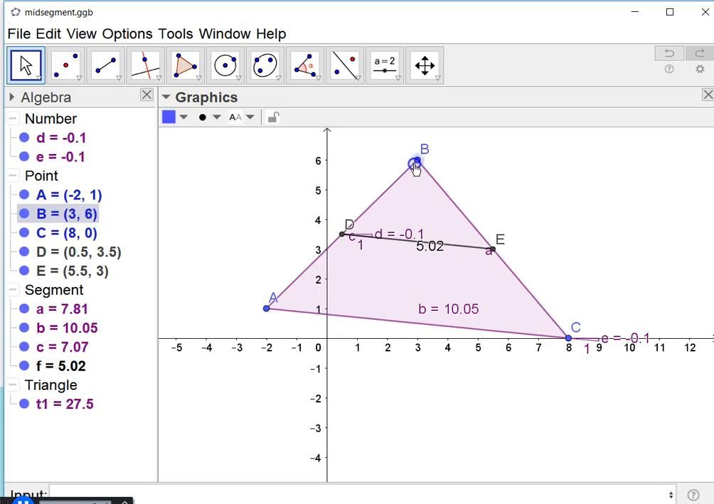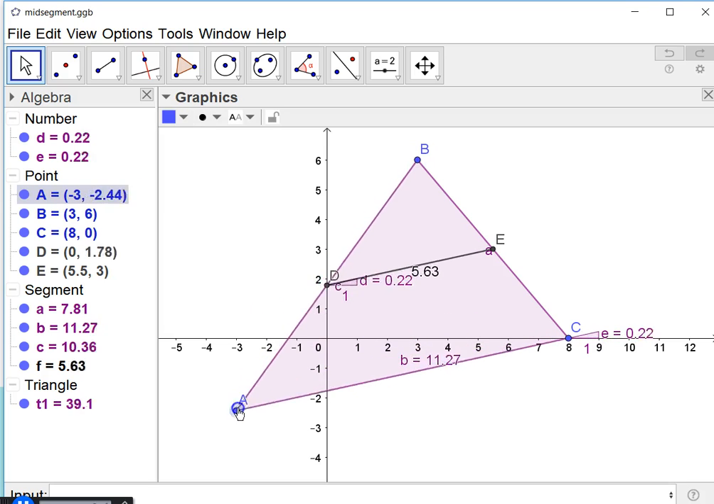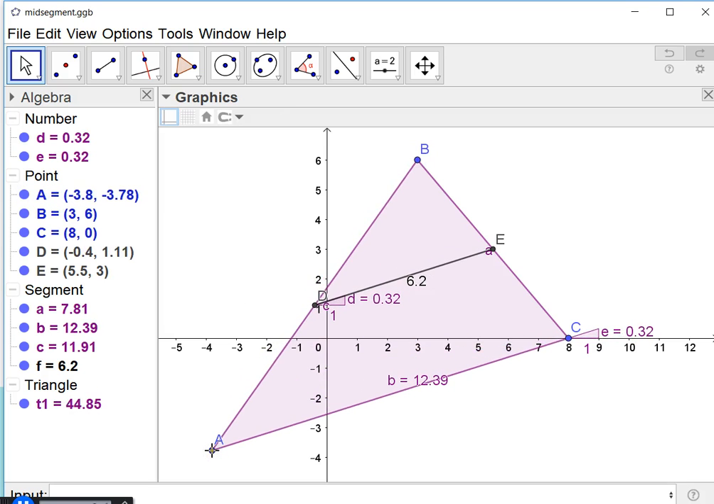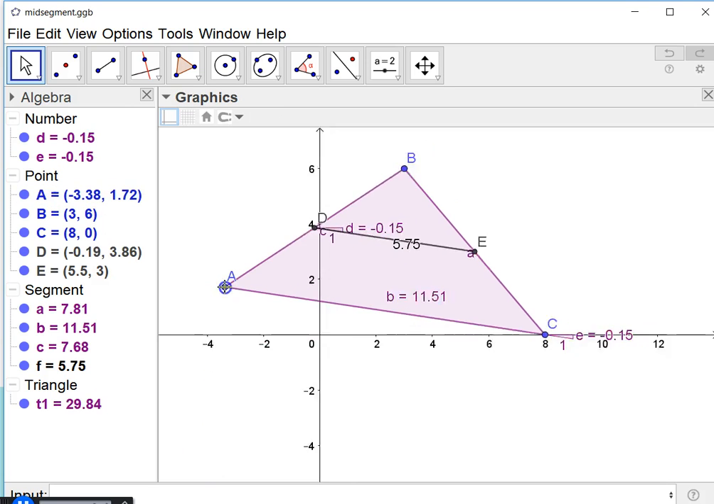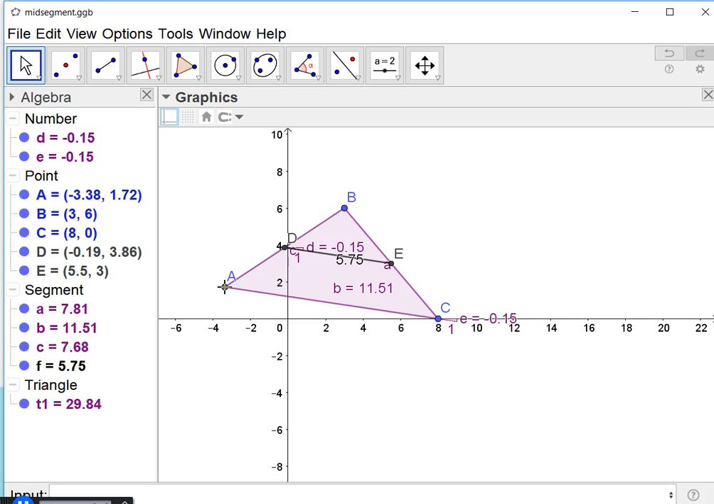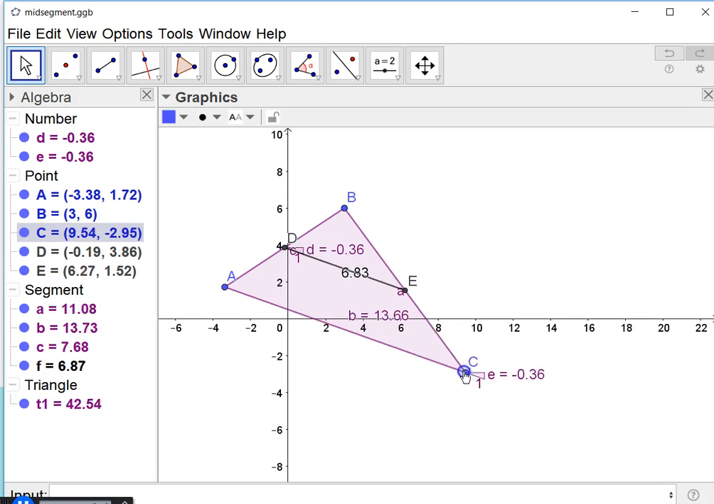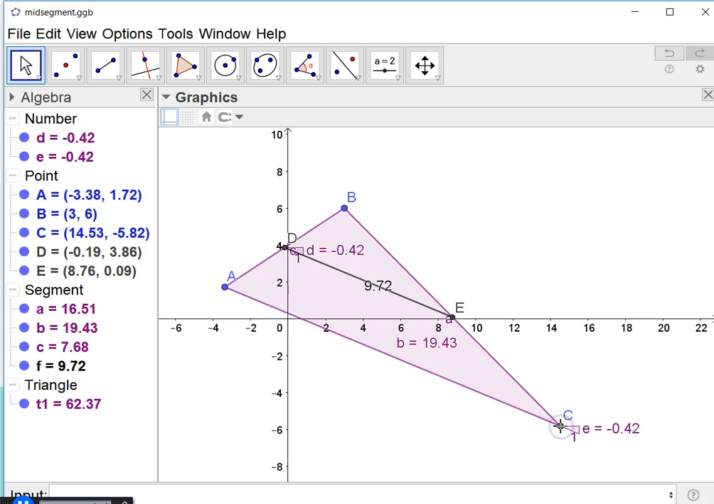Now, what happens if I move a different vertex of the triangle? What if I move A? Well, when I move A, you notice that those slopes did change. But what's interesting is now they're both 0.32. So the lines are still parallel. If I move it up here, now both of the slopes are negative 0.15. If I move C, the same thing happens. The slopes change, but the slopes of DE and AC stay parallel.